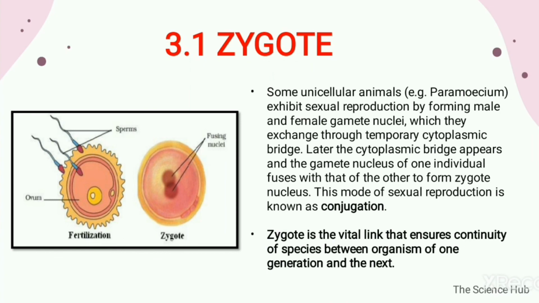Some unicellular animals, example paramecium, exhibit sexual reproduction by forming male and female gamete nuclei, which they exchange through temporary cytoplasmic bridge. Later, the cytoplasmic bridge disappears and the gamete nucleus of one individual fuses with that of other to form zygote nucleus. This mode of sexual reproduction is known as conjugation. Zygote is the vital link that ensures continuity of species between organisms of one generation and the next.